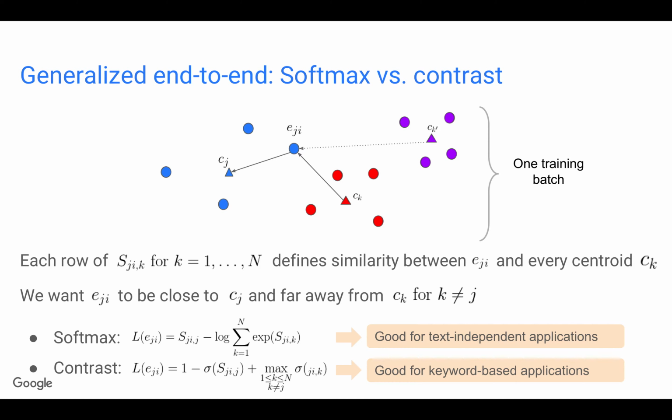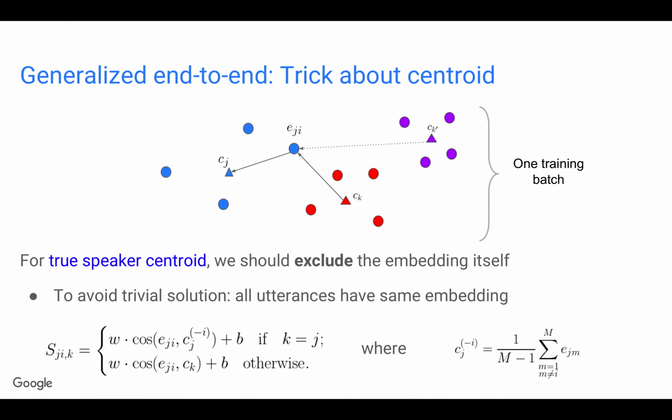Once we have this similarity matrix, we can define two different loss functions, the softmax loss and the contrast loss. You can see the paper for details. From some experiments, we find that the softmax loss works better for text-independent applications, while the contrast loss works better for keyword-based applications. There is one trick about computing the centroid of the true speaker: we should always exclude the embedding itself when computing the true speaker centroid.